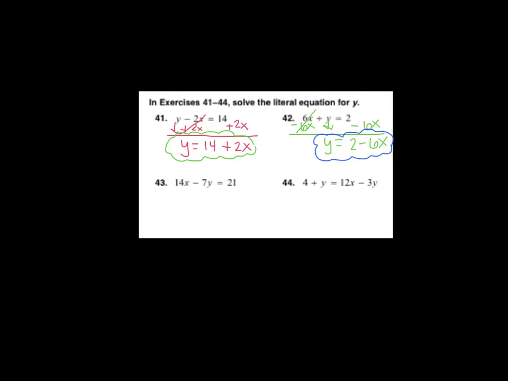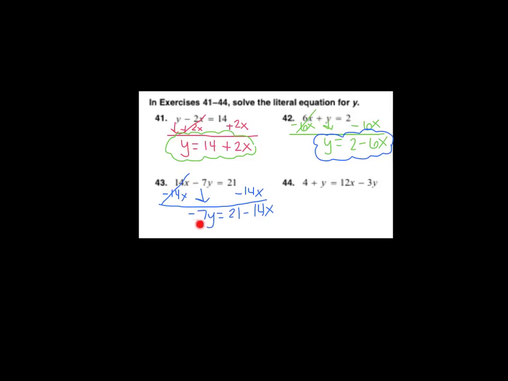Alright, so let's look at number 43. It's slightly different because if we're trying to get y by itself, notice I have 14x minus 7y. So in order to get y alone, the first thing I have to do is get rid of this 14x. So the opposite of positive 14x would be to subtract 14x from both sides. So that's what I'm doing first. When I do that, positive and negative 14x will cancel, and I bring down my minus 7y equals 21 minus 14x. Then from here, y still isn't alone.